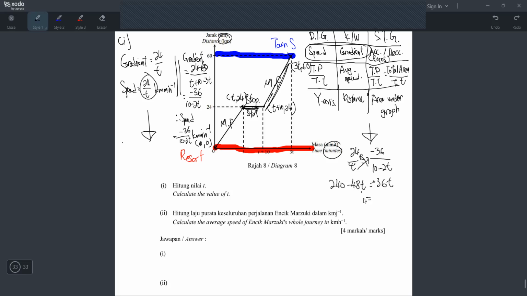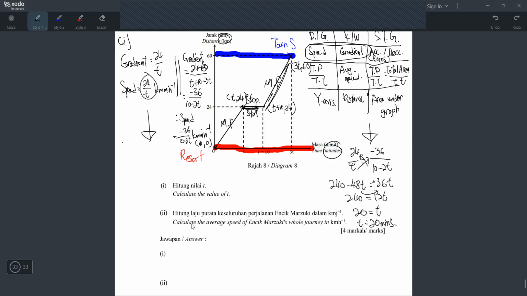So negative 48 moves over and becomes 48. So what is negative 36 plus 48? We get 12t. So 12t equals 240. So t equals 240 divided by 12, which is 20. So t is 20, but 20 minutes, not seconds, because this is in minutes, right?